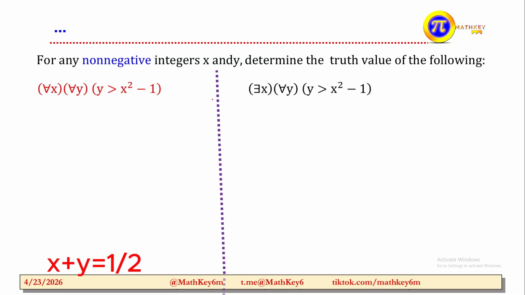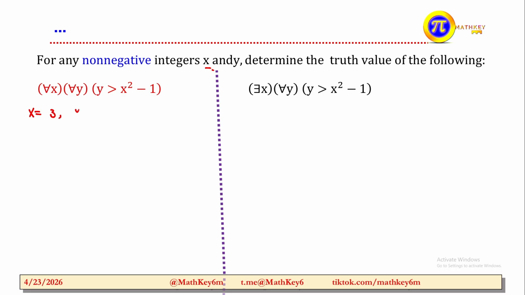Let us see the next one. It shows that for any non-negative integers x and y, determine the truth value of the following. x and y are non-negative. What can you say about this? For all x, for all y, y is greater than x squared minus 1. In this case, for all x, for all y, take any arbitrary values. For instance, here x is 3.